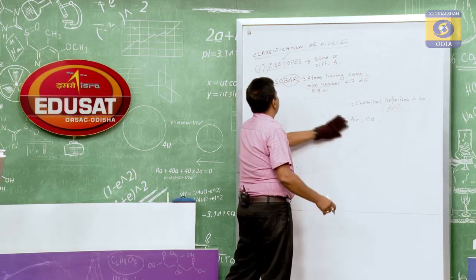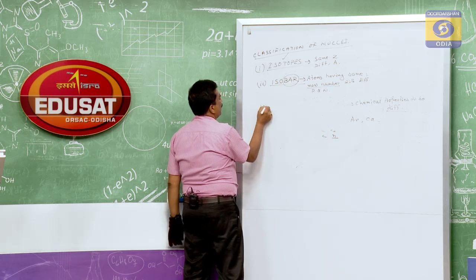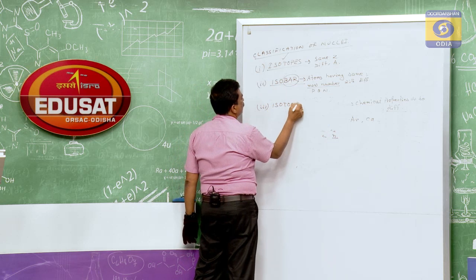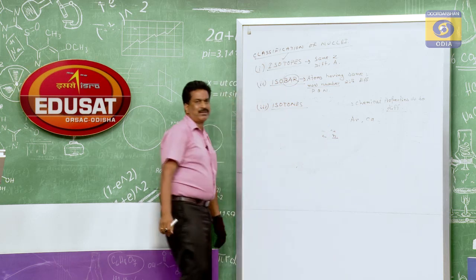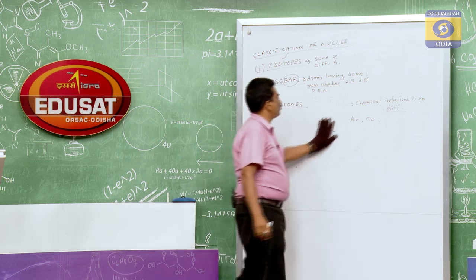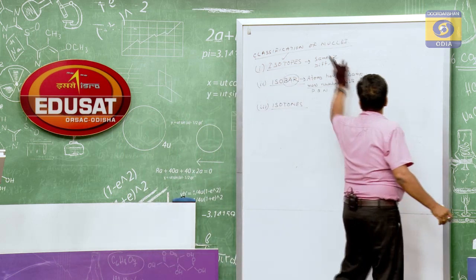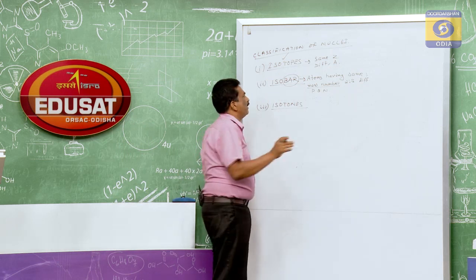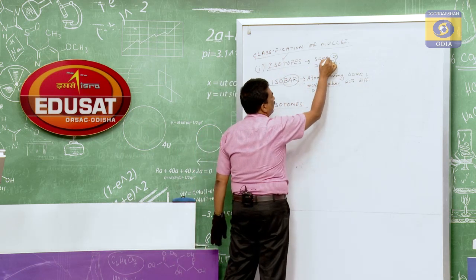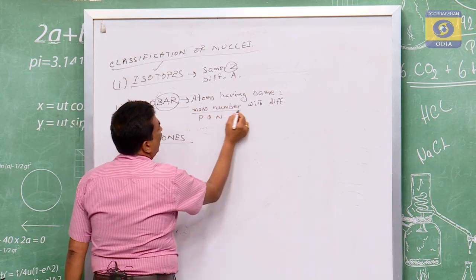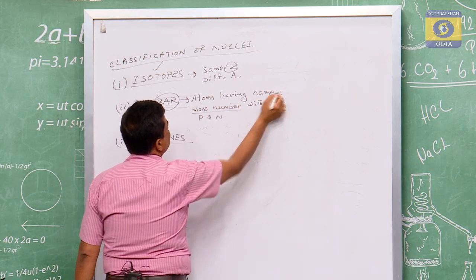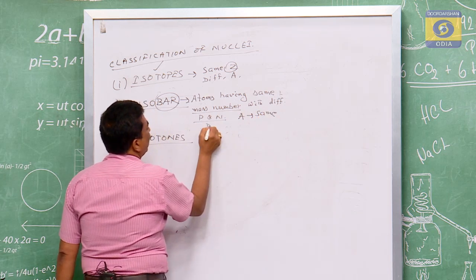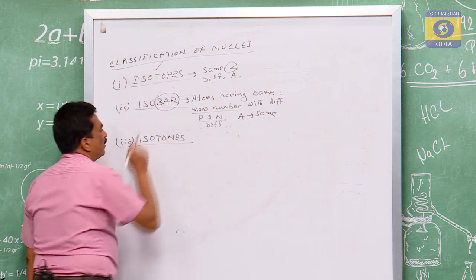Next, we will go for the third one, that is the isotones. You see, iso means the same, as we have written for isotope. So, one thing remains the same. For isotopes the same is Z. For isobars, having the same mass number, A is the same, P and N are different.